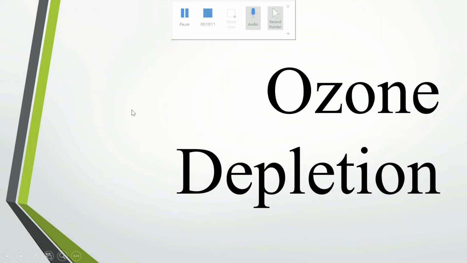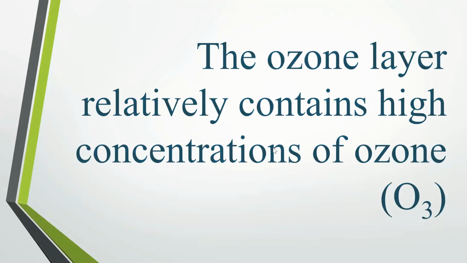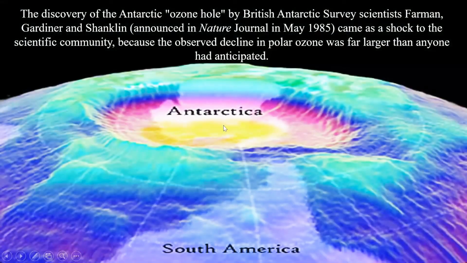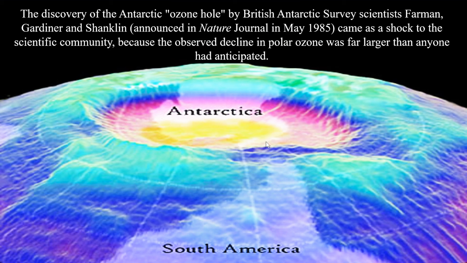Ozone depletion. So since ozone is a triatomic oxygen gas, the ozone layer relatively contains a high concentration of oxygen. Because of the increase of greenhouse gas, we observe a hole in the ozone layer. In this picture, you can see in the Antarctic region that the ozone hole is observable here.